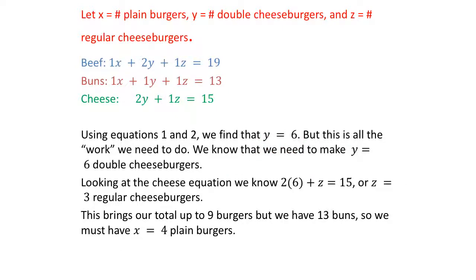Think about it. Once we know that Y equals 6 double cheeseburgers, we can go to our cheese equation. 2 times 6 is 12. Subtract 12 from both sides. If 1Z equals 3, right, 2 times 6 is 12 plus Z equals 15, so Z equals 3 regular cheeseburgers. Now I know we're going to have 6 double cheeseburgers. We're going to have 3 regular cheeseburgers. That's a total of 9 burgers already used up with the 13 buns that we have total. So we must have 4 plain burgers, no cheese.